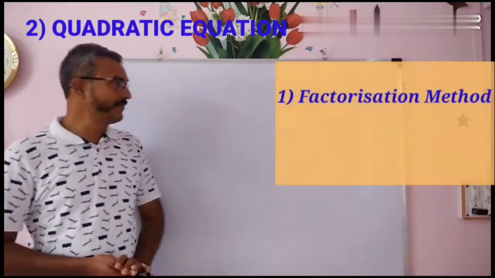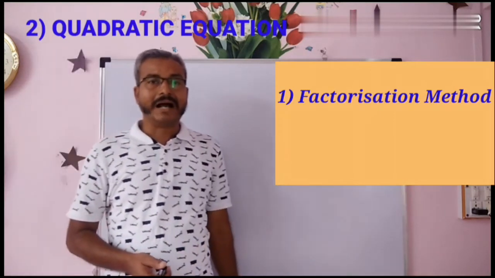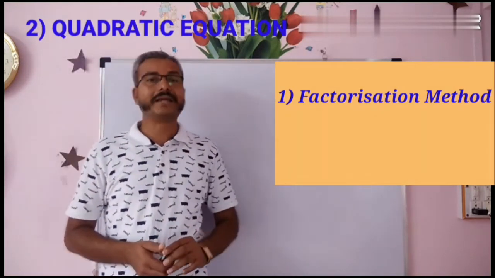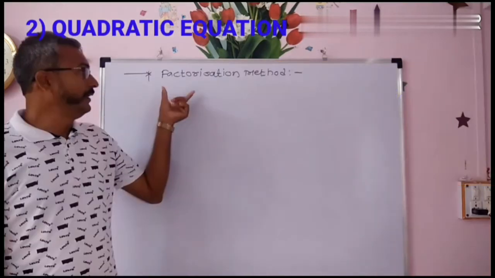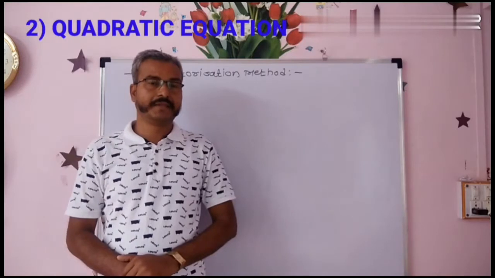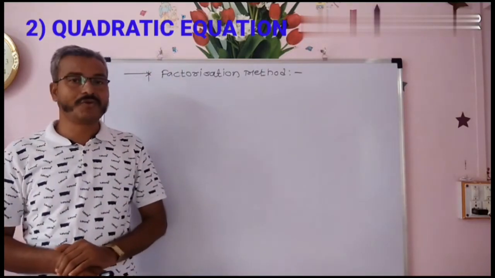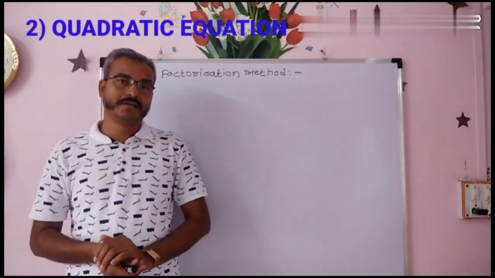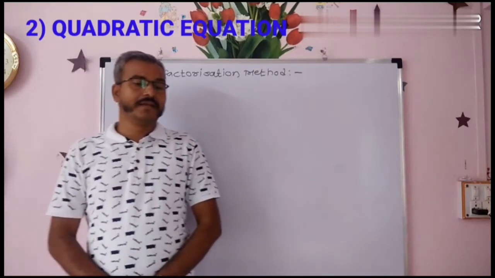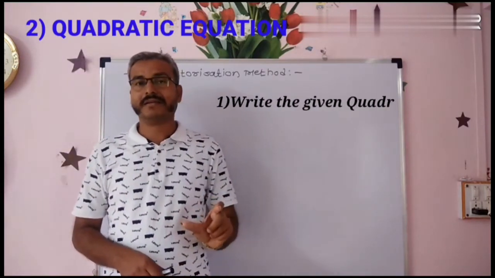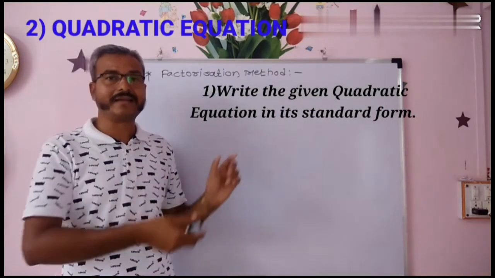Out of these three methods, the first method is the factorization method, and let us see how to solve a quadratic equation by this factorization method. So let us start this. In the factorization method, there are some steps to follow to solve the quadratic equation. See these steps. The first step is to write the given equation in its standard form.